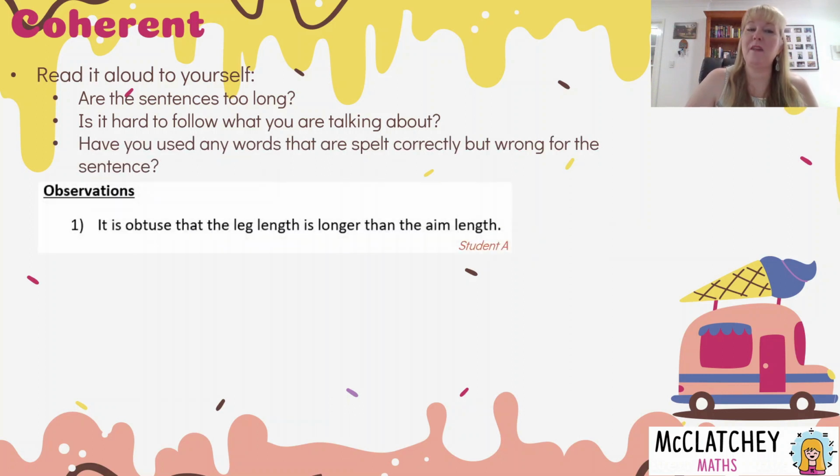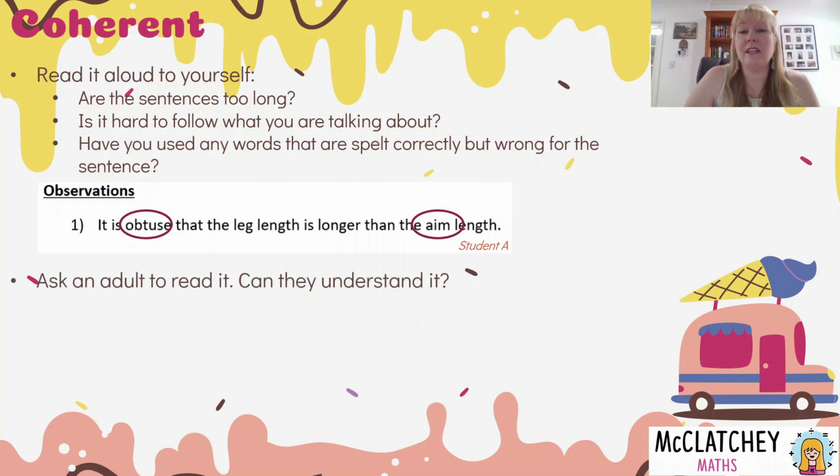Here is a student example. In this one, it says it is obtuse that the leg length is longer than the aim length. Well, we've got two spelling mistakes here. They're actually words that are spelt correctly. The word obtuse should be the word observed, and they've simply typed the wrong word, but it completely mucks up the coherence of the sentence. We've also got the word aim here. Spell check won't pick up on these words because they are words and they're spelt correctly. That's why it's important to read it back to yourself, preferably out loud, so that you can hear words that are wrong for the sentence straight away and that spell check did not pick up on.